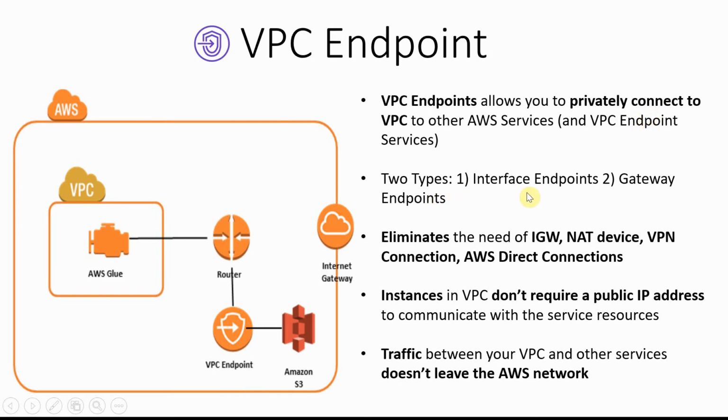And again, there are two combinations here. We saw interface endpoints and gateway endpoints. Generally, the advantage of a VPC endpoint is that you don't need an internet gateway, because otherwise you would need to go via the internet and have an internet gateway on the VPC. So that can be avoided. NAT can be avoided, VPN connection is not required, Direct Connect is not required. All these things can be eliminated with the VPC endpoint route.